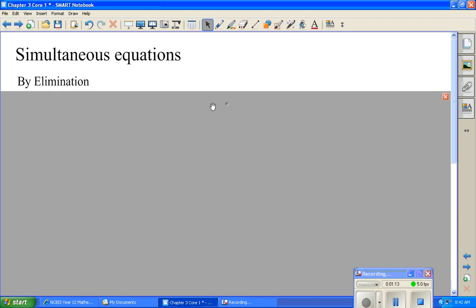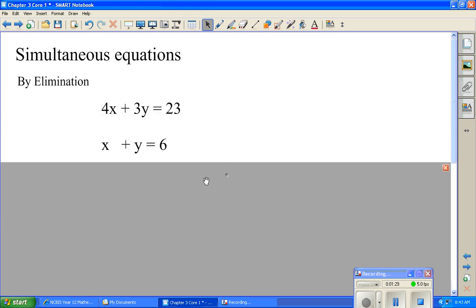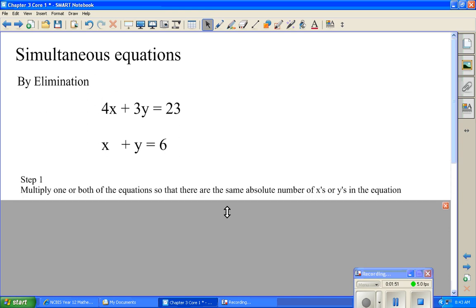First type of solution is by elimination. This is where we're going to try and get rid of one of the variables so that we can find the answer to one variable, use that as a substitution, and then find the answer to the next variable. So for example, if we have two equations like this, 4x plus 3y equals 23 and x plus y equals 6, what our goal is going to be is to get the number of y's. Now it's the absolute number of y's, because I don't really care whether it's plus or minus, but I want to get the same absolute number of y's in both equations. That's step 1.